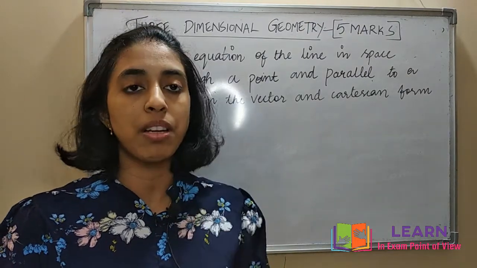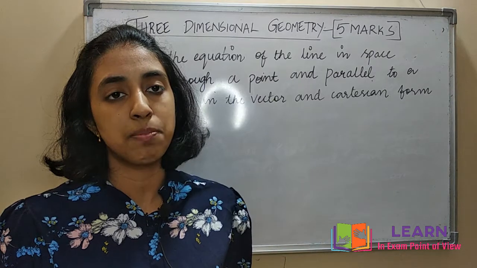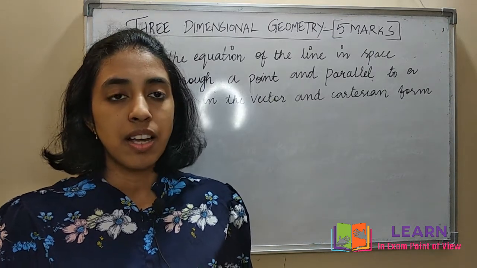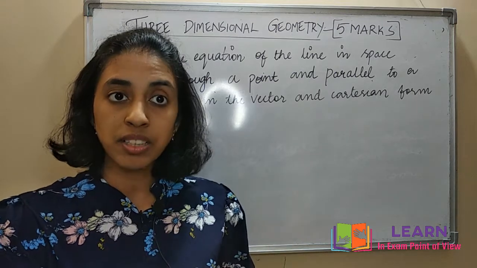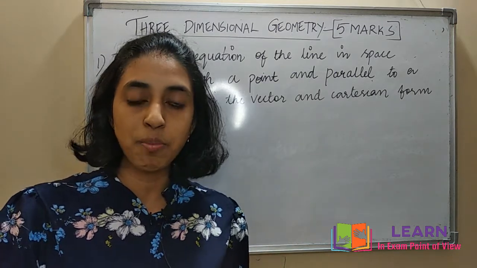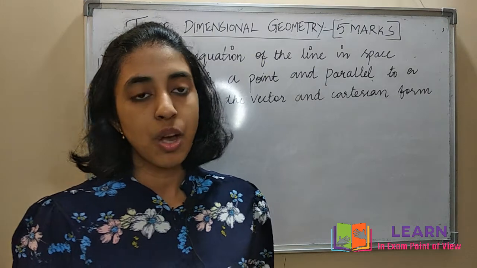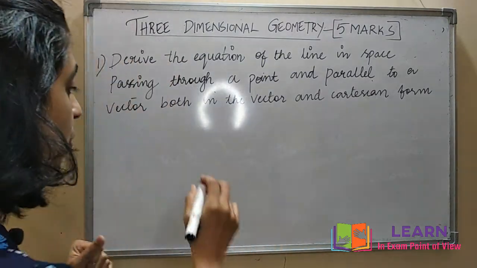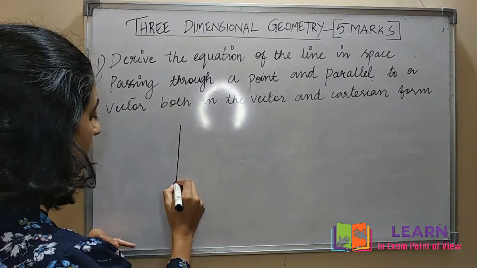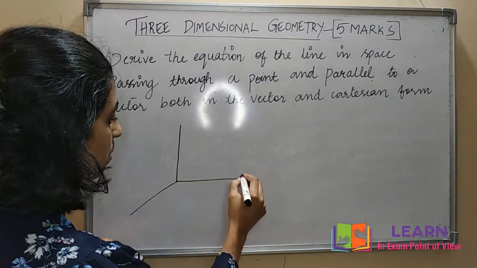Okay, so in the 5-mark section from this chapter you can expect derivations. That is, we have to derive the equation of a line which is parallel to another vector, both in vector form and in Cartesian form. So how will you start? First draw a figure, a rough sketch. You have to imagine that there is a line in space.